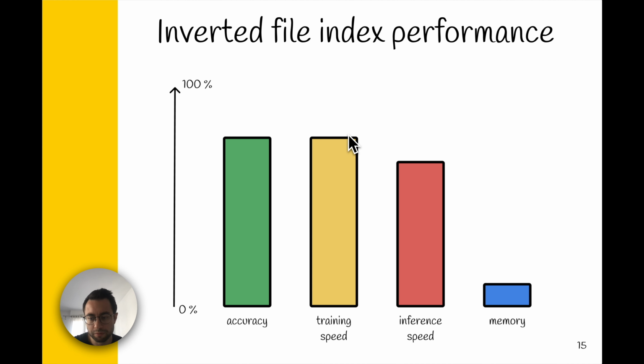Speaking of the inverted file index performance, here we can see that in comparison to the previous diagram, we have slightly sacrificed accuracy, and right now we also need some training time in order to construct Voronoï partitions, but we get a significant boost in the inference speed as we don't need to go through all the candidates to find the nearest neighbor. We can just search a small part of it, and as before we didn't do any optimizations with the memory, so it's logical that it stays at the same level as before.